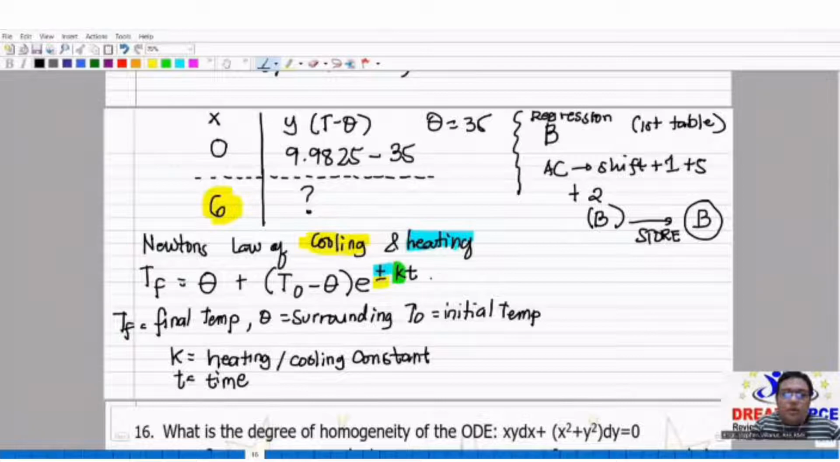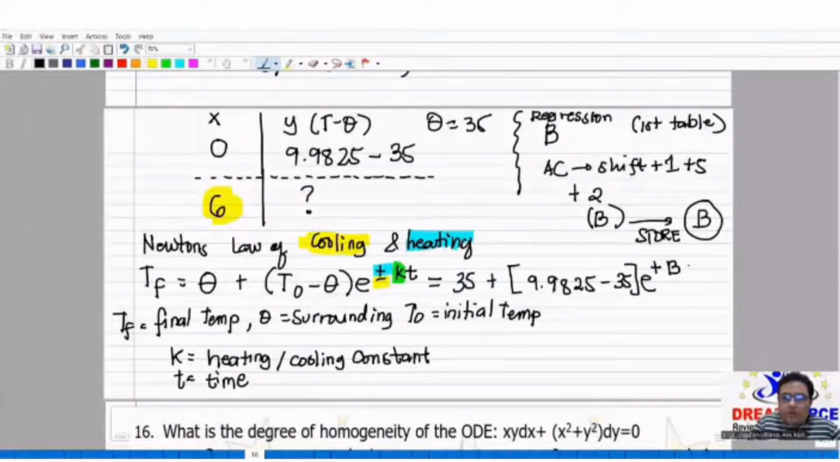So ang ating evaluate na will be equal to what, okay, 35. That's your surrounding temperature plus yung ating initial temperature nung pinasok natin siya, that is 9.9825 minus yung surrounding temperature multiplied by E raised to, take note, heating tayo, no? So this is raised to positive K. Ano yung K natin? Nasa pastor kay B multiplied by 6. 6 minutes kasi natin siyang papainitin.